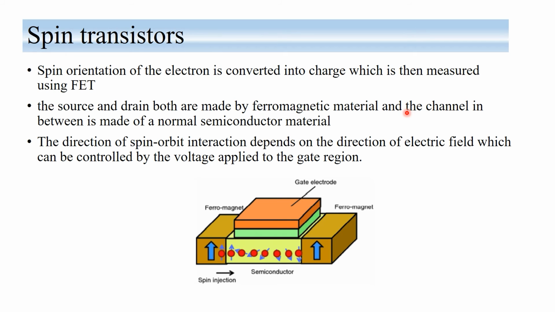The direction of the spin-orbit interaction depends on the direction of the electric field, which can be controlled by the voltage applied to the gate region. Like we can see, there are two ferromagnetic materials with a semiconductor between them, which act as an analyzer and a polarizer.